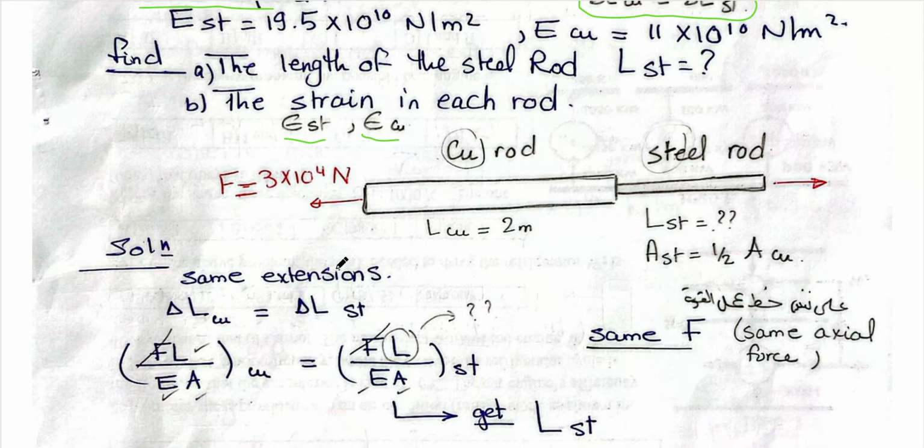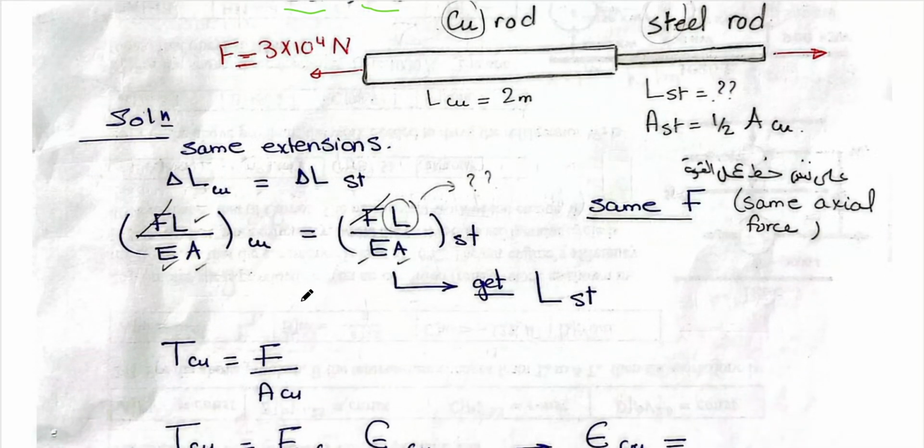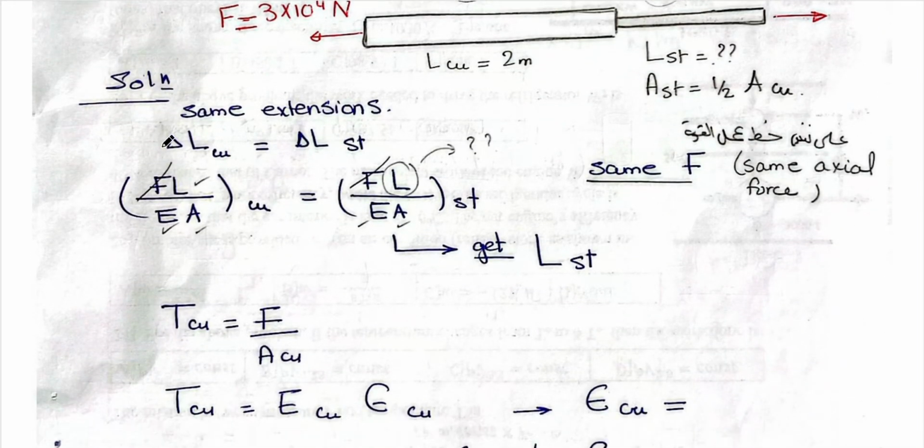And we start solving. We will start by the given condition. It's given that the extensions are the same, so delta L copper equals delta L steel. I will replace delta L with other values. From where? From this equation: T equals Young's modulus multiplied by the strain. This is the only relation I know concerning the strain and the stress.